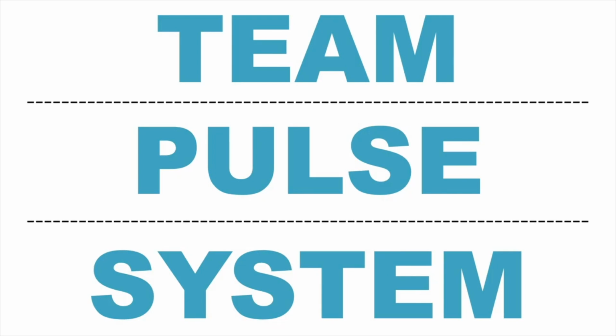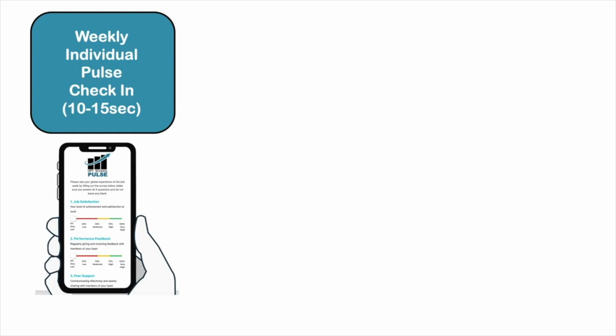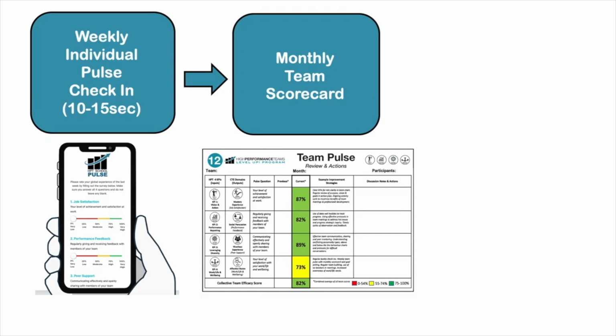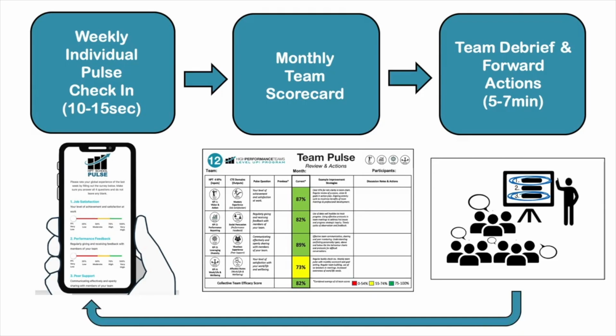Let's unpack that now. The Team Pulse system is one of the simplest, easiest parts of the high performance teaching team activity cycle, and also one of the most powerful. On the screen now, it's effectively 3 components. The first component being a weekly individual pulse check-in, a quick survey, 10 to 15 seconds, a monthly group or team scorecard, and then a debrief conversation where we plan forward actions. And this happens in a cycle continuously over the year.